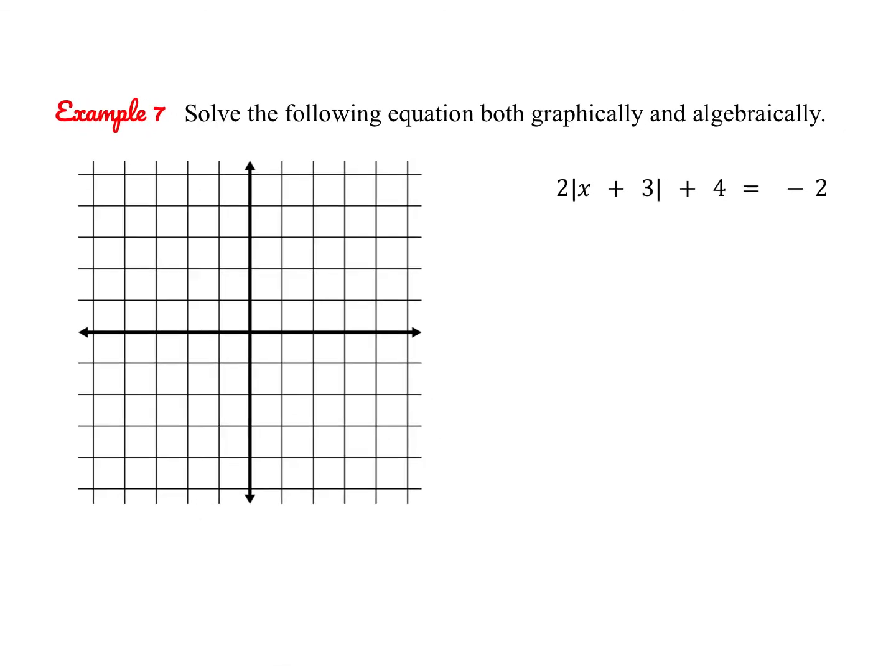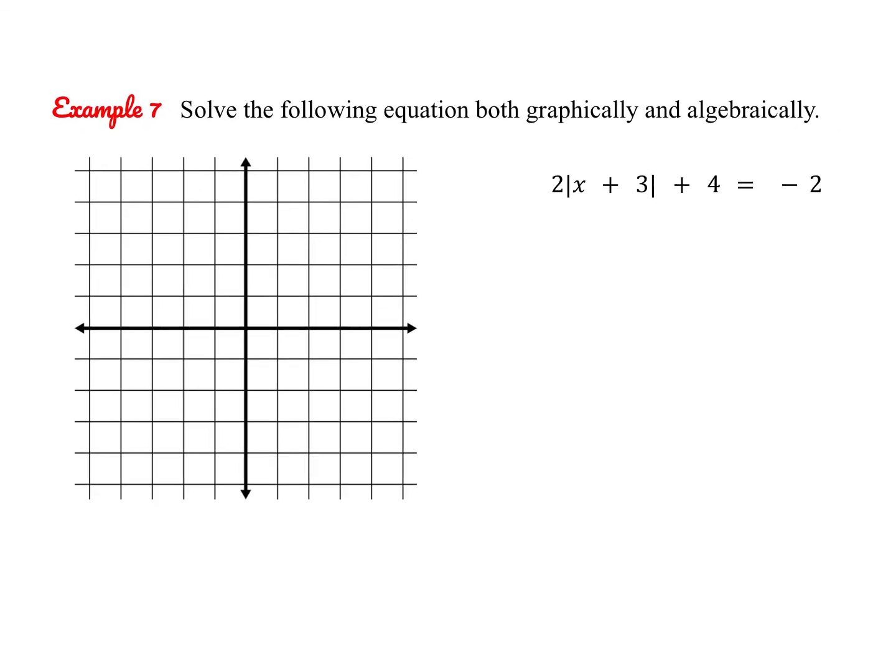All right, we're going to do one more example together. So let's start by looking at this graphically. So the left side of our equation, this has a vertex of -3, 4. And then it has a slope of 2 going to the right. Again, it goes a little off our graph, but that's okay. And a slope of -2 going to the left.